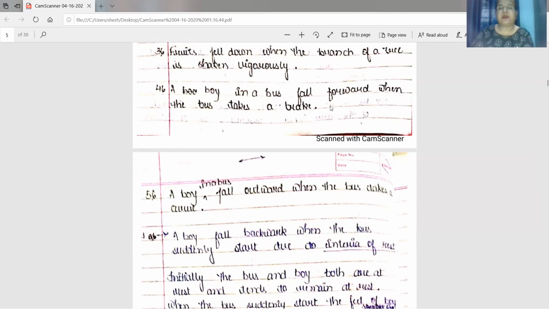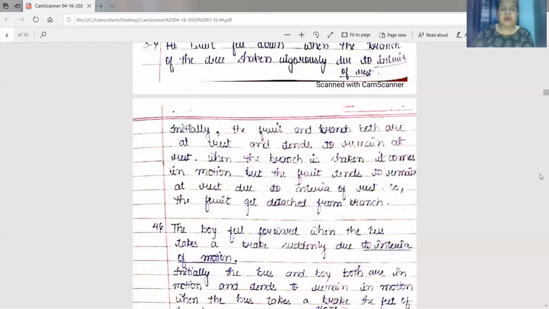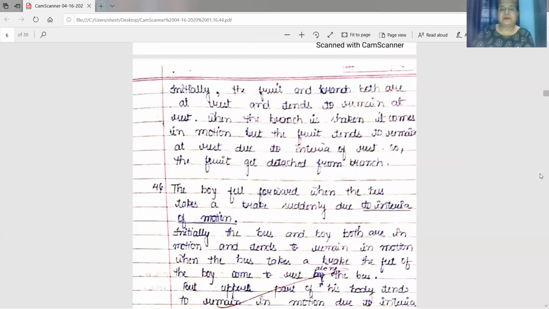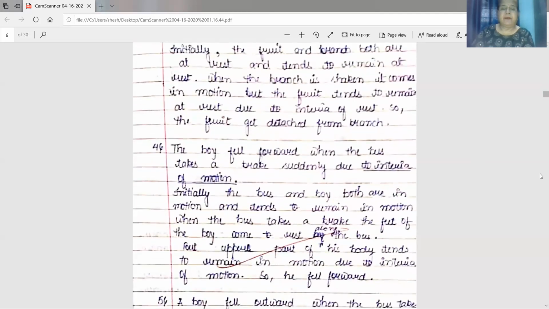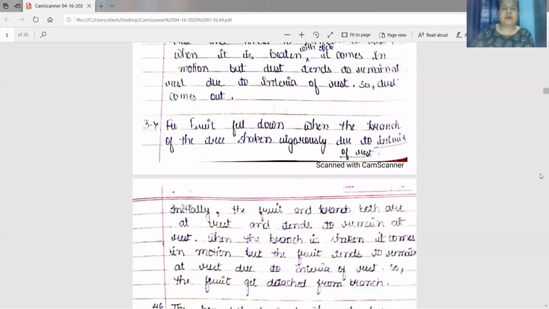Now this question is based on inertia of motion. Initially, the boy and the bus both are in motion and tend to remain in motion. When the bus applies a brake, what will happen? The feet of the boy come to rest along with the bus, but the upper part of his body tends to remain in motion due to inertia of motion. So he falls forward.